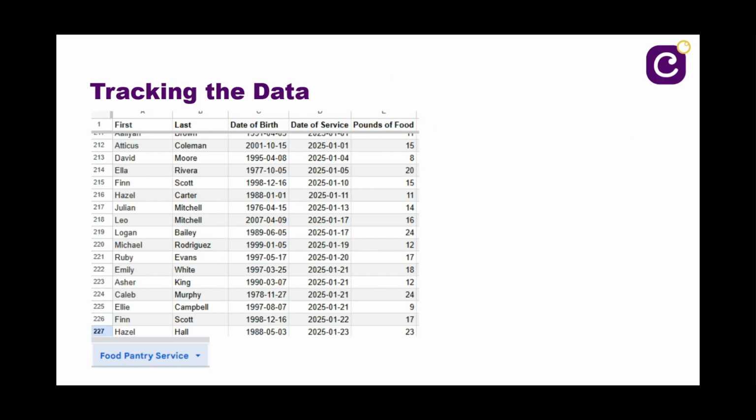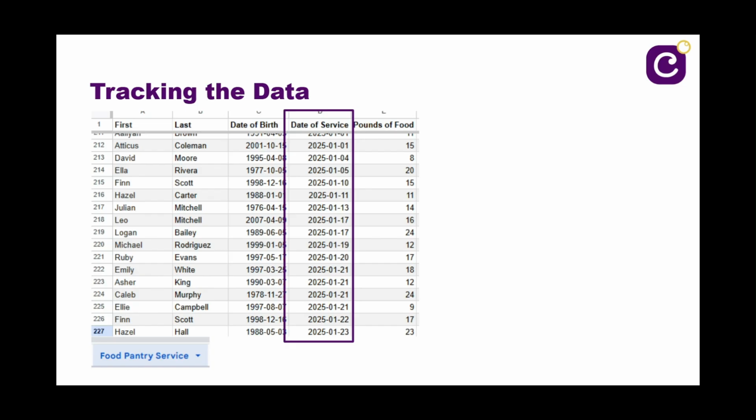Data in our spreadsheet might look something like this. We have all the elements in place. This spreadsheet is used to track our food pantry, so we have our what? We're tracking how much in pounds of food in this column that you see highlighted. As you can see, we're just tracking a number, 15, 8, 20, and so on.